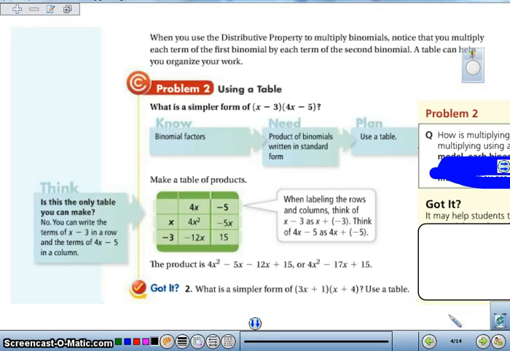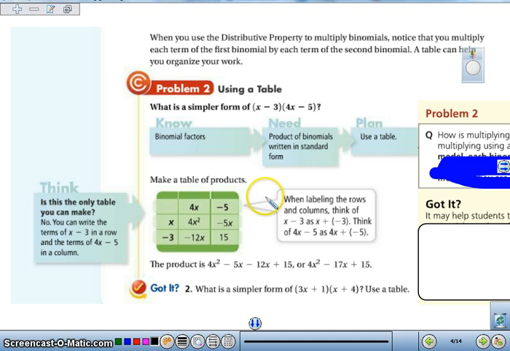The next one that we're going to take a look at is when you use a distributive property to multiply, and we're really going to look at it in terms of using a table, or sometimes called the area model. When you look at the problem x minus 3 times 4x minus 5, first off we have 2 binomials, and we are going to be writing them and using a table. So we're going to put the first one going down, x minus 3, the second one going across, 4x minus 5.